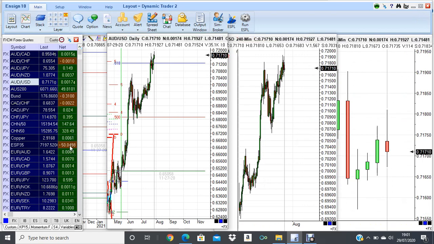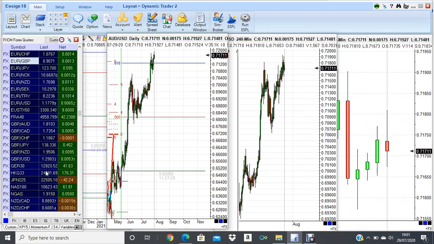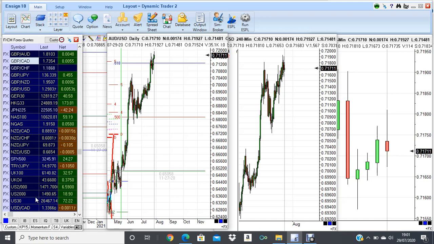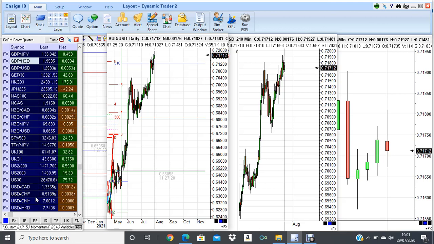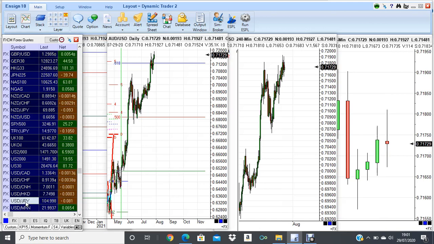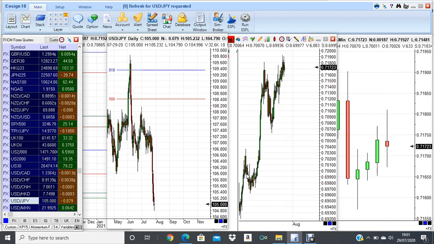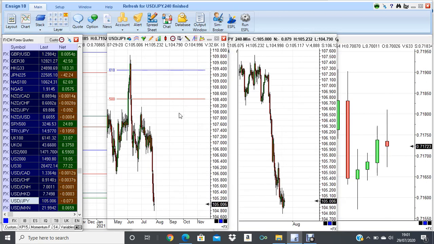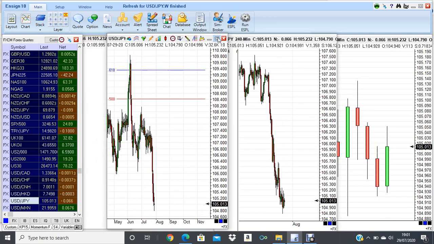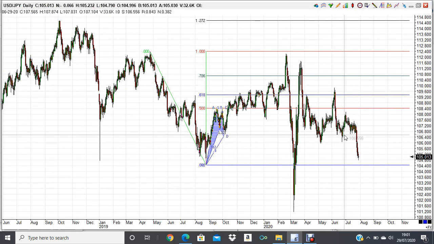Let's have a look at the UJ, dollar yen, and we'll look at the dollar CAD as well. Here's the UJ. And you can see this is coming in. This is probably likely to be making a low. If we look at this, beautiful ABCD, but we get a beautiful Gartley pattern right into this cycle low.